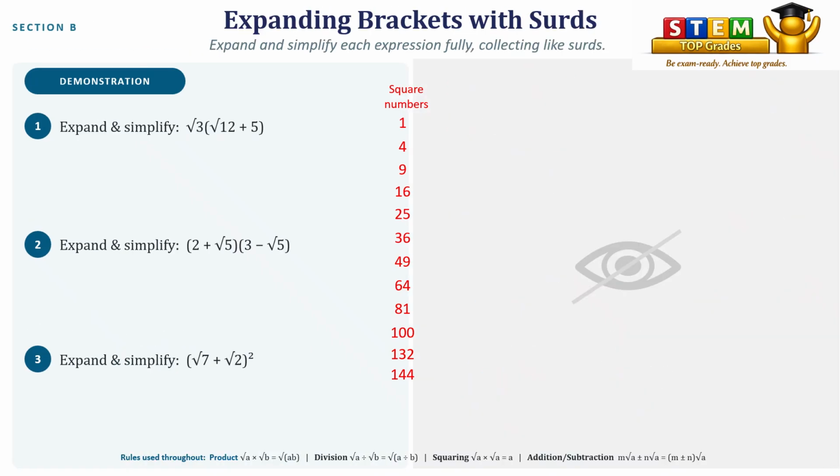In this case, we're going to be expanding brackets with surds. Let us see how that works. So in our first example, we are multiplying root 3 with brackets. So we're going to do the multiplication term by term. So root 3 times root 12. So let's start writing this out. Root 3 multiplied by root 12 plus 5. So root 3 times root 12, that gives you root 36.